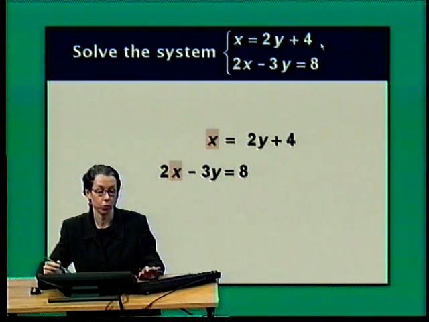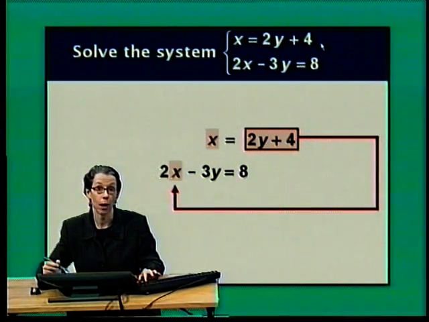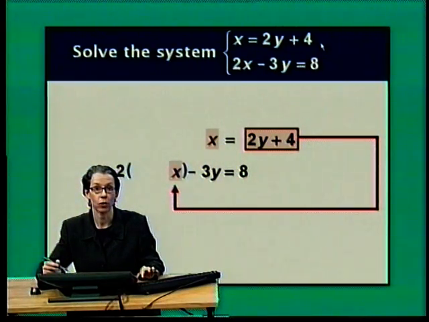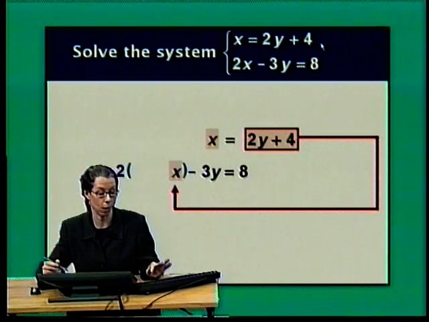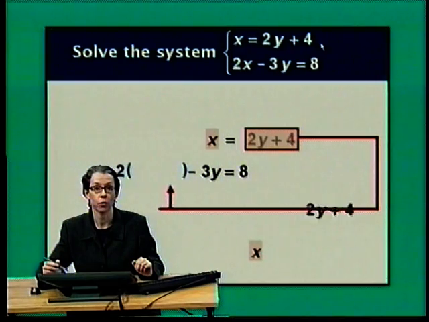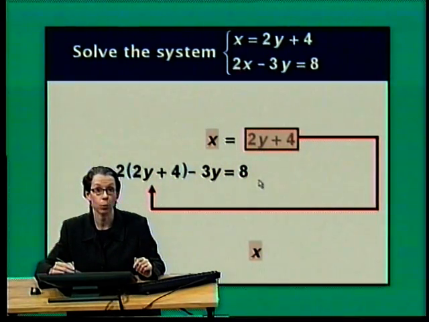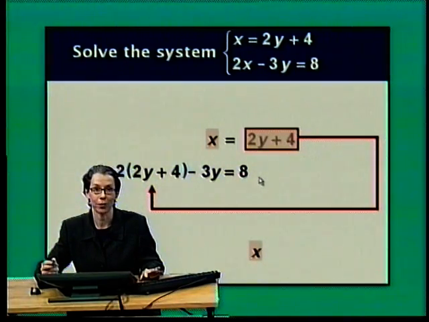Let's remember what this looks like. I know that x equals 2y plus 4. I'm going to substitute the expression 2y plus 4 in for x in the second equation. So I'm going to make some room, and I'm using parentheses because I need to consider the order of operations. I'm multiplying 2 by the entire expression, 2y plus 4. Get rid of the x, move the 2y plus 4, and now I'm left with an equation in terms of y, which I can solve. So let's do it.